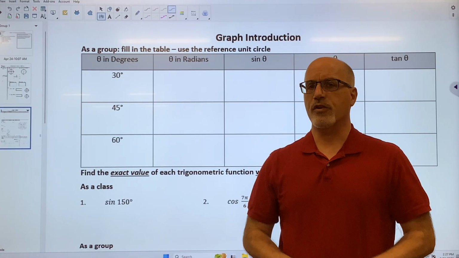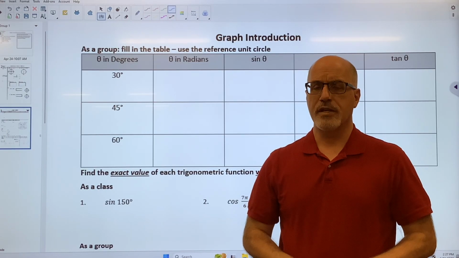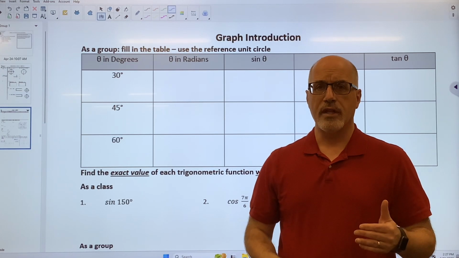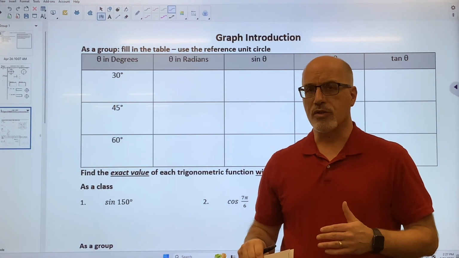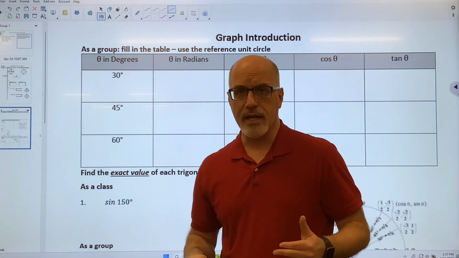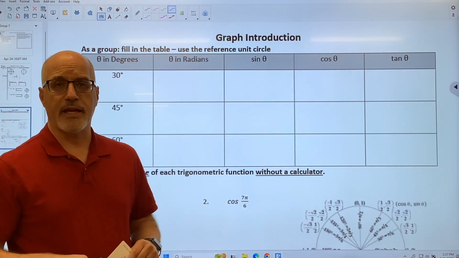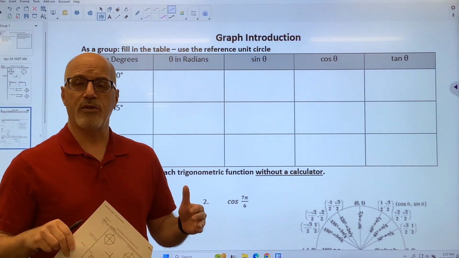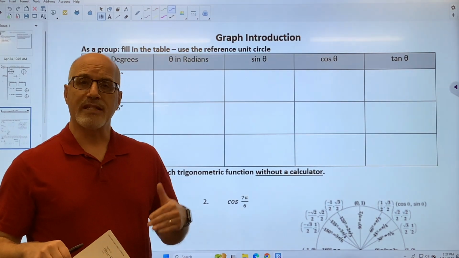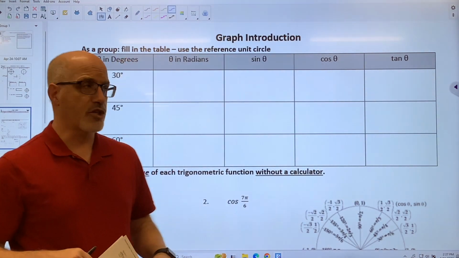We're going to prepare for graphing trig functions by looking at our unit circle and applying that unit circle to values that we'll plot to see the pattern of what sine and cosine graphs look like. So our objective is to be able to use the unit circle to transition to graphing trig functions.